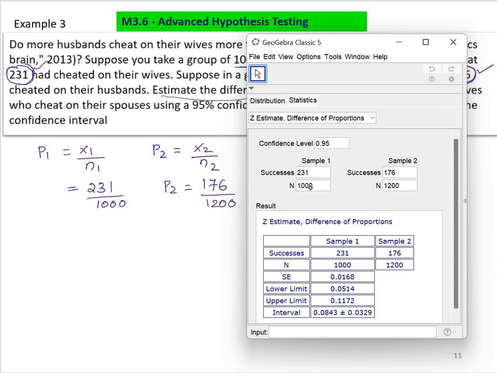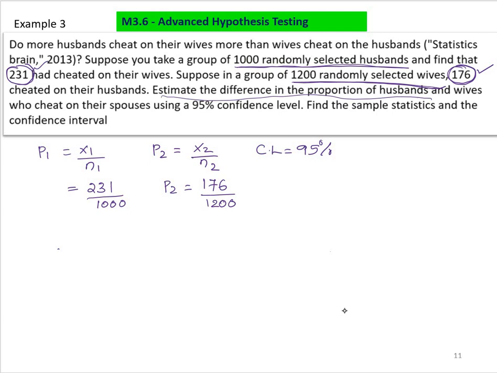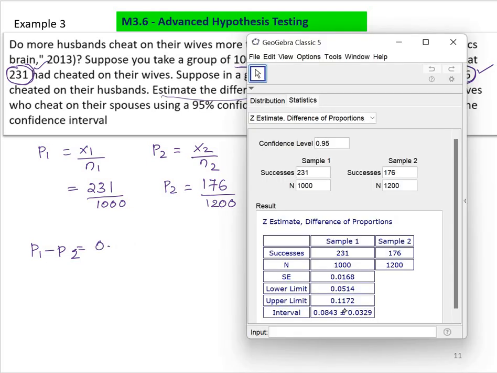So we want to find a point estimate of the difference of the proportion. That is given by the central value. The point estimate is 0.0843. Okay, so that is the point estimate. So I will write here, point estimate is 0.0843. That is actually P1 minus P2, the difference of the point estimate. Okay, P1 minus P2 is 0.0843.